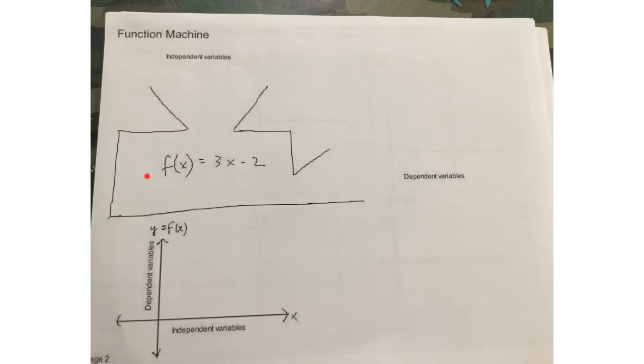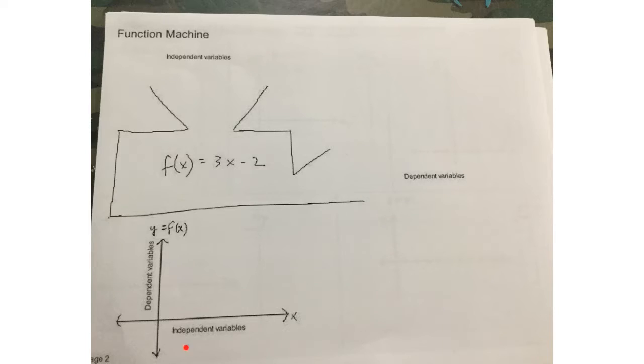So you can think about the function has some rule assigned to it. In this case, our rule is 3x minus 2. So whatever we put into the function is going to be multiplied by 3 and then subtracted by 2. We're getting to choose what the input value is. So our input is independent because we can choose whatever we want to plug in. But what we get out depends on what we put in. So the y value, the value you get in the end, is the dependent variable.